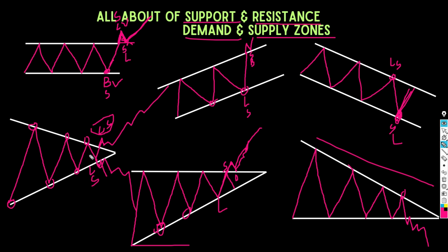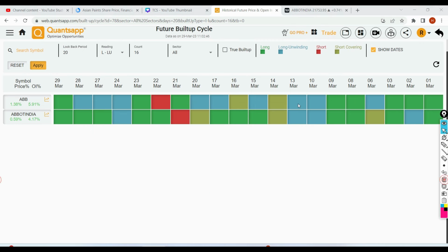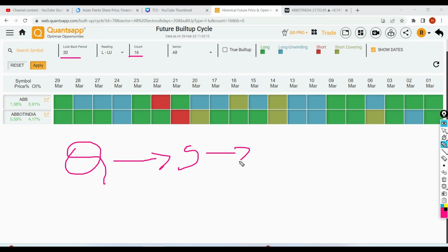All about what? Let me delete this thing. You have to just combine this with your price action. Two things, guys. First, you can go to this tool, identify the stocks, and then do the price action. Point number one, first go to the Concept tool, identify the potential stocks by putting in your criteria, 20 days, 16 days, and then go to price action and check what it is doing.